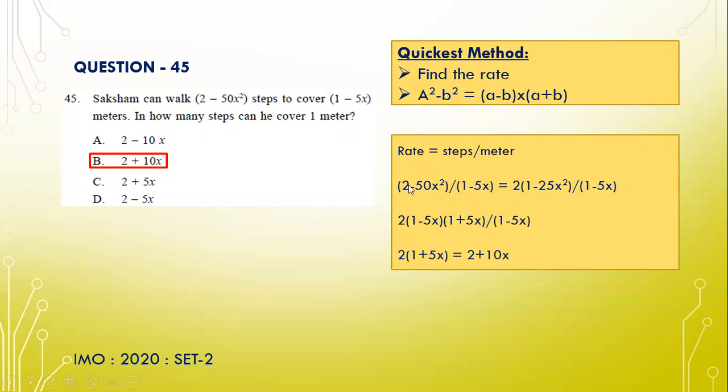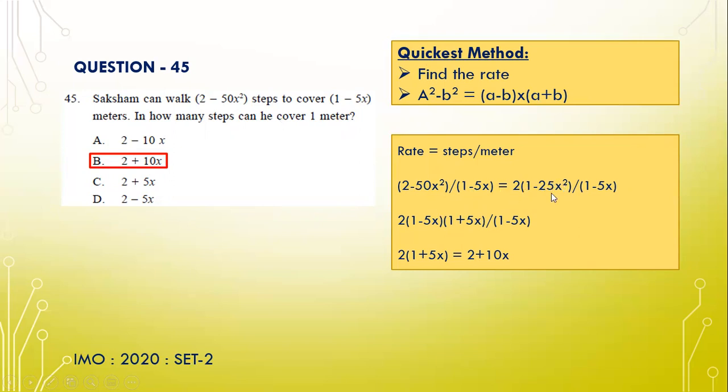In the numerator, if you take 2 common, so 2 into 1 minus 25x square, since 2 into 25 is 50. So 1 minus 25x square upon 1 minus 5x. What is 1 minus 25x square? a square minus b square is a minus b into a plus b. So 1 minus 25x square will be 1 minus 5x into 1 plus 5x, isn't it? Because 5x into 5x is 25x square.